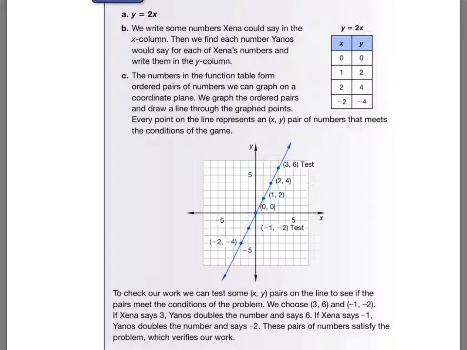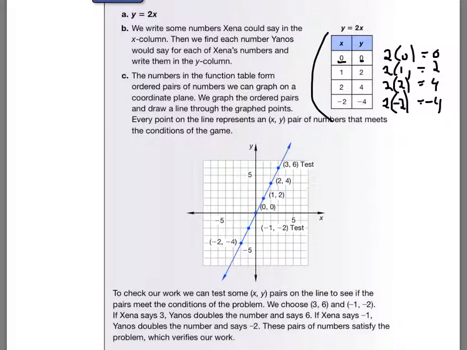So if I do 2 times 0, I get 0. Then 2 times 1 gives me 2. 2 times 2 gives me 4. And 2 times -2 gives me -4. So this is my table of values. Then you're going to graph it, and you should know how to graph. Draw a line through it, and then tell me, is this proportional or not?